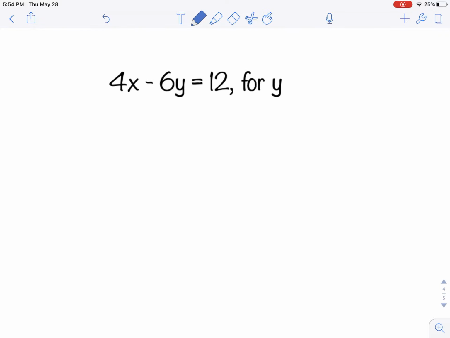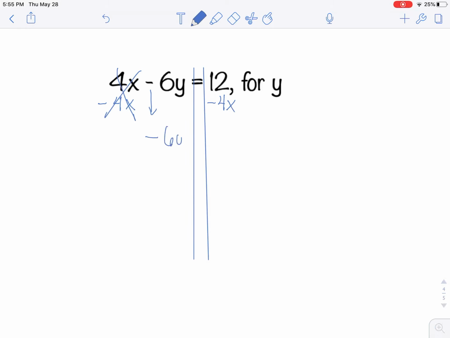Let's try it again. Normally, we would find the x and the y intercepts, which you can still do, but it's so much better to do it this way. Try this. We want to get y by itself. So the first thing I need to get rid of is that extra term. It's a positive 4x, so I need to subtract 4x from both sides. Okay? Now, that's going to leave me with a negative 6y. Do not lose that negative along the way.